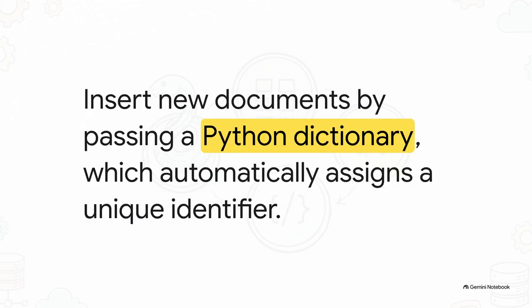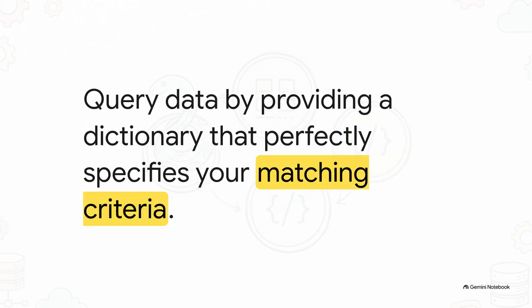To add data, you simply use the insert_one or insert_many methods, and you just pass in a standard everyday Python dictionary. That's the whole shebang. MongoDB takes your dictionary and automatically slaps on a unique identifier known as the _id field, which basically functions as your primary key.